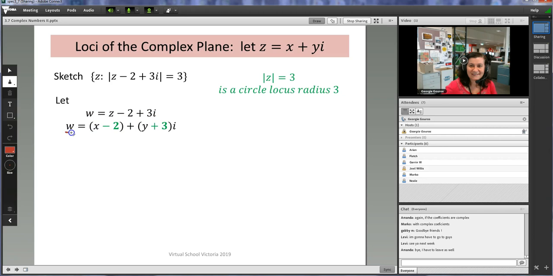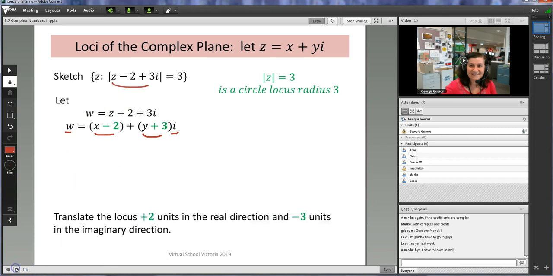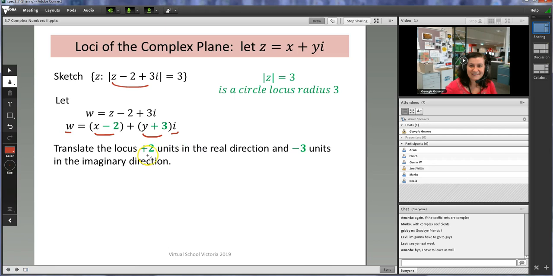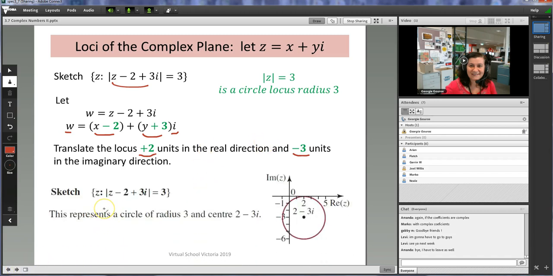So we can write w, collecting all the components here, z minus 2 plus 3i, it's going to be x minus 2 for the real part, y plus 3 for the imaginary part. Okay, and then we can work out, this is translating the locus by 2 units in the positive real direction, and negative 3 units in the imaginary direction. So let's see how that's going to work out here.